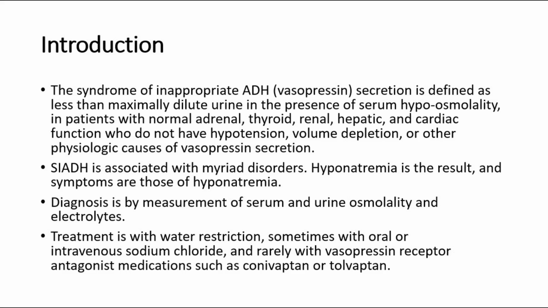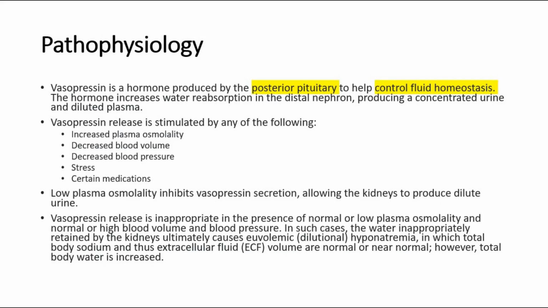For the pathophysiology, ADH, also called vasopressin, is a hormone produced by the posterior pituitary to help control fluid homeostasis. The hormone increases water reabsorption in the distal nephron, producing a concentrated urine and diluted plasma. Vasopressin release is stimulated by any of the following: increased plasma osmolality, decreased blood volume, decreased blood pressure, stress, or certain medications. Low plasma osmolality inhibits vasopressin secretion, allowing the kidneys to produce dilute urine.